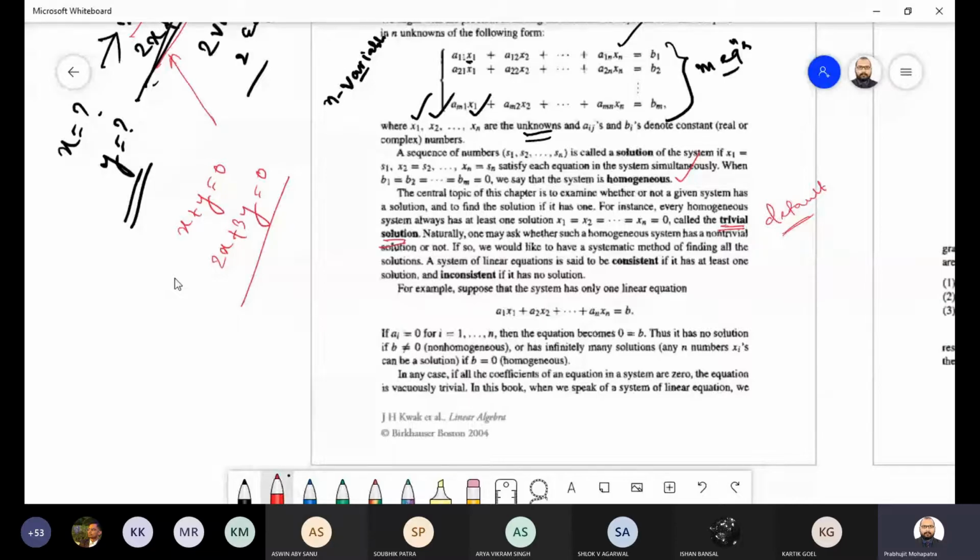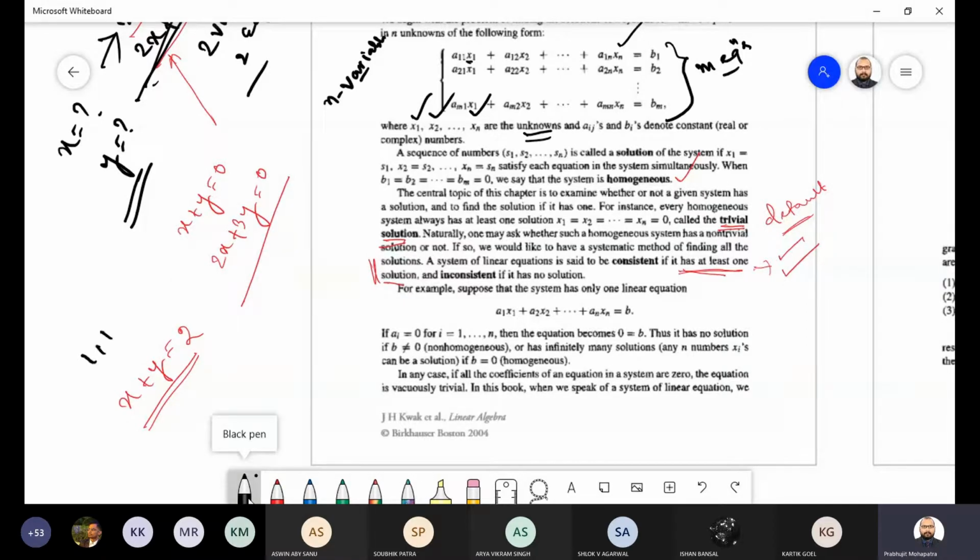And there is another important thing. When is a system of equations said to be consistent, and when is it called inconsistent? A system of equations is said to be consistent if it has at least one solution. That means you may have one solution, or more than one solution. For example, x plus y equal to 2. How many solutions are there in this equation? Infinite. An infinite number of solutions.